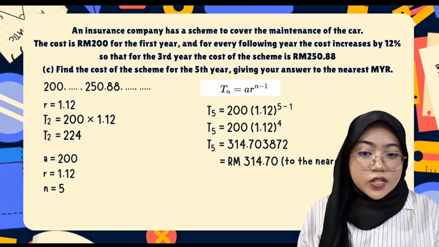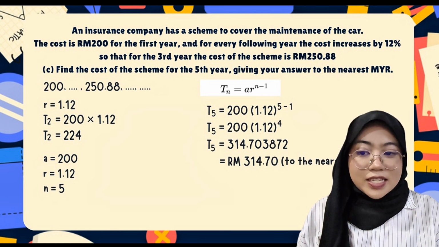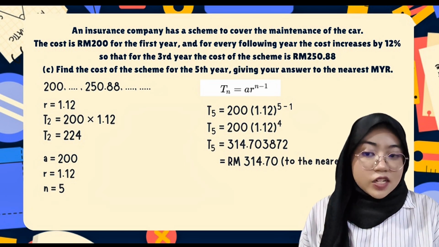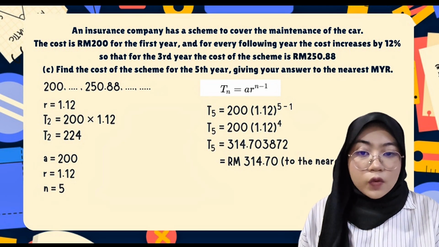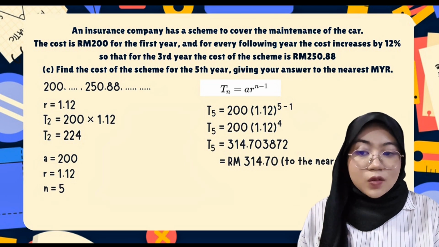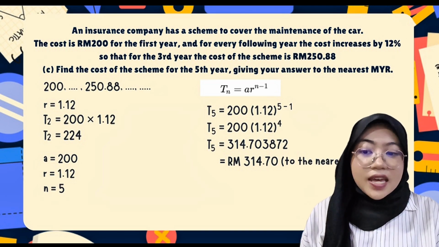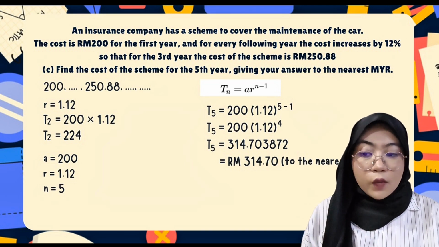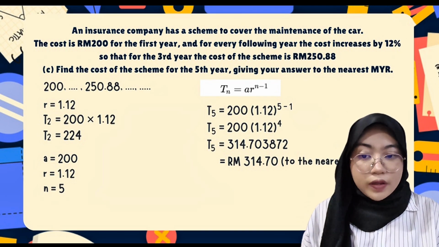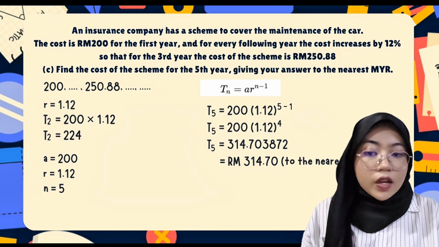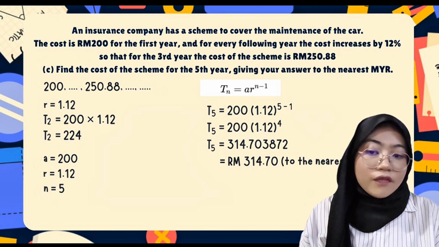So based on this question, our 12% would be 1.12 since it says increase. So our sequence is 200, and then the second term, and then the third term, which is 250.88, and so on. So our R will be 1.12. Our second term will be 200 times 1.12 since this is a geometric sequence, so we will have to multiply it, and then we'll have 224 as our second term. So our A will be 200, our R will be 1.12, and our N will be 5 since it says for the fifth year. So we will use the formula to find the nth term, which is Tn equals AR to the power of n minus 1.